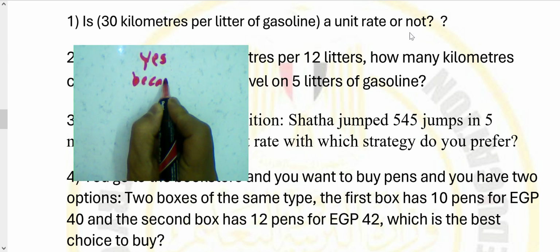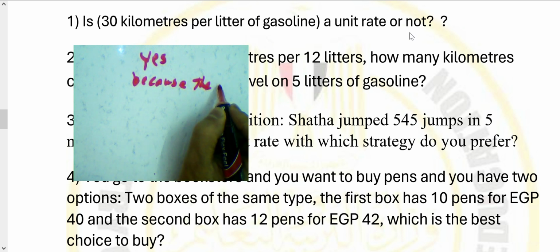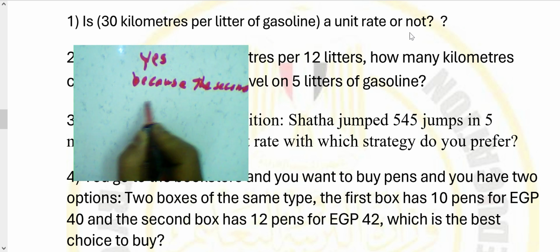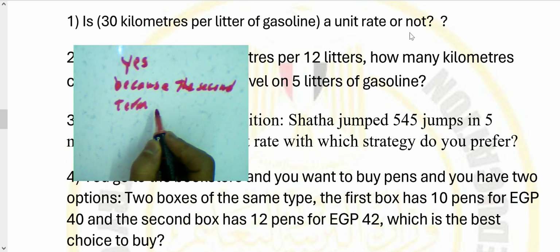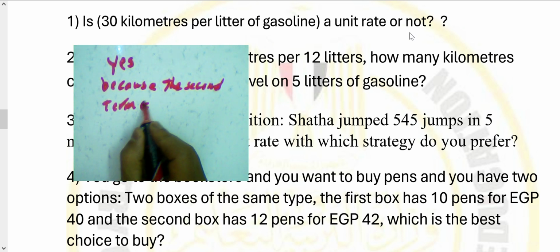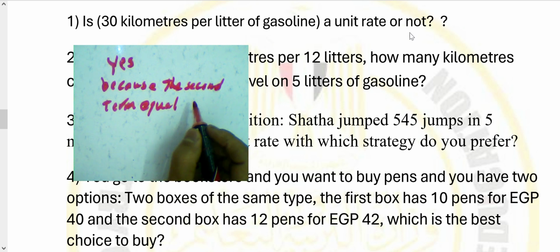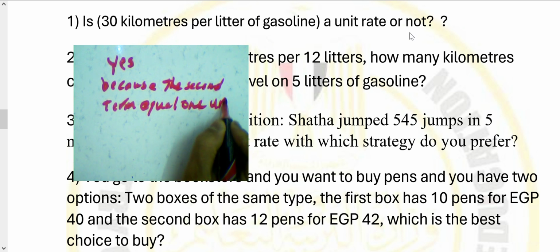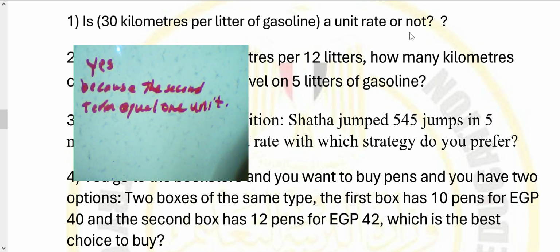Because the second term equals 1 unit. Okay.